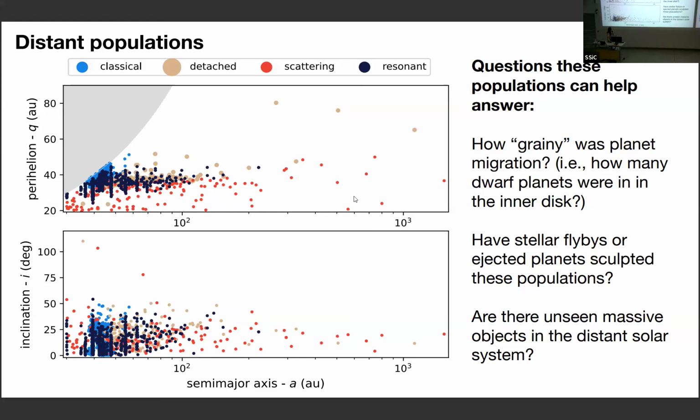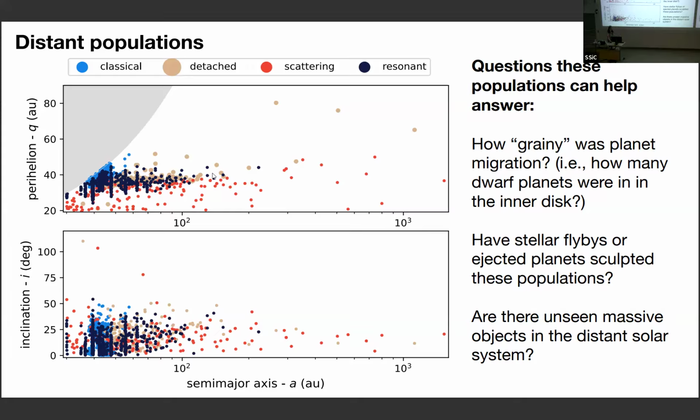So you can kind of see that the really high A observations are still sparse. So we're still kind of working on testing those ideas. But these populations should be able to tell us how many dwarf planets were in that original planetesimal disk, which will tell us about the disk formation conditions.